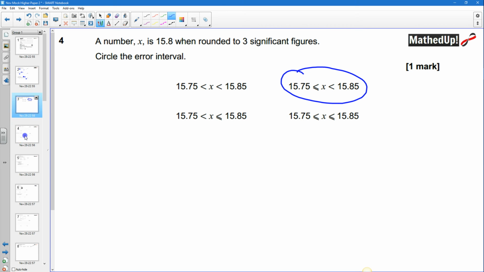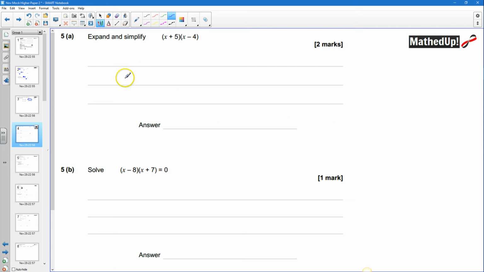Okay, question 5. Expand and simplify x plus 5 times x take away 4. A few ways that you can do this. You might use the FOIL method, or you might use a grid method. I'm going to use the grid method over here.